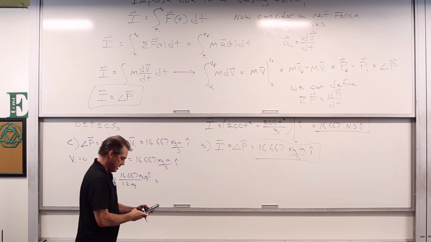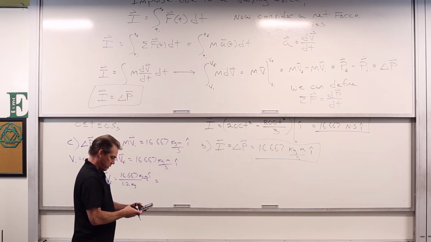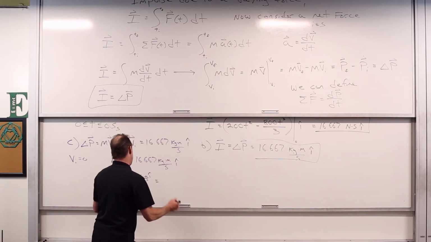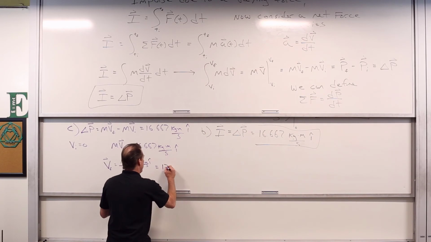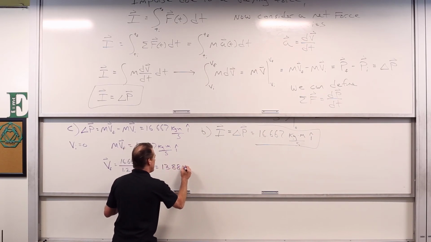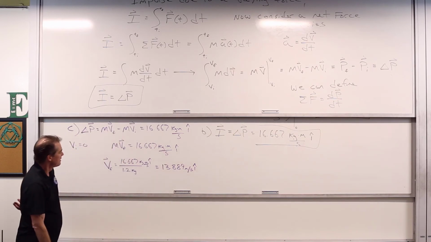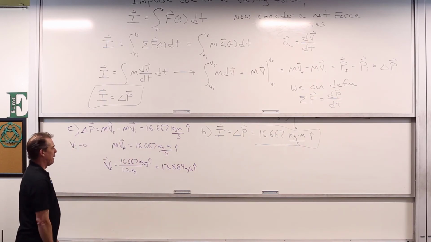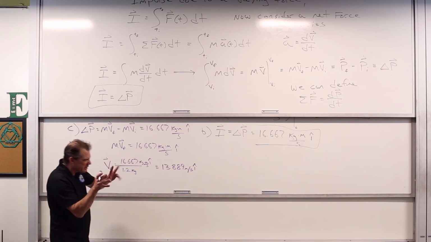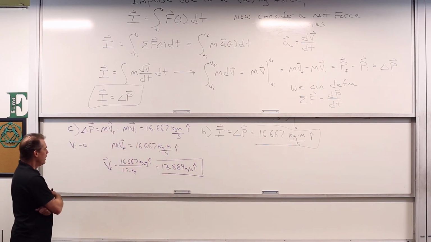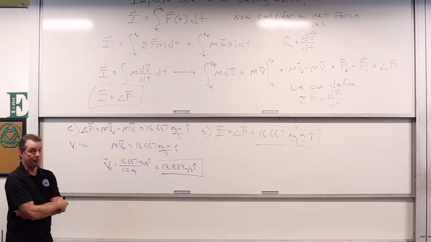And we got, divided by 1.2 gives us 13.889. 13.889 meters per second I hat. Which looks like it'd probably be around 30 miles an hour or so, give or take. There we go. Got the final velocity of the object based upon looking at the impulse and the change in momentum.